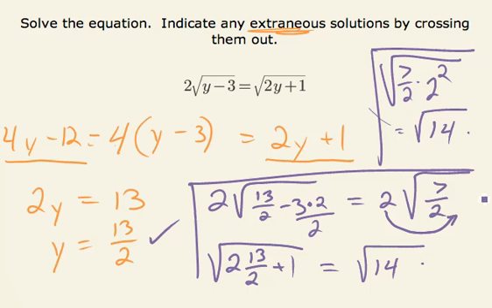So this gives us some reason to pause when we're checking whether or not a solution is extraneous or not, because we sometimes are going to have to do a little bit of work to get one of them to look like the other one. But we can do it, and there's our answer. Y equals 13 halves.